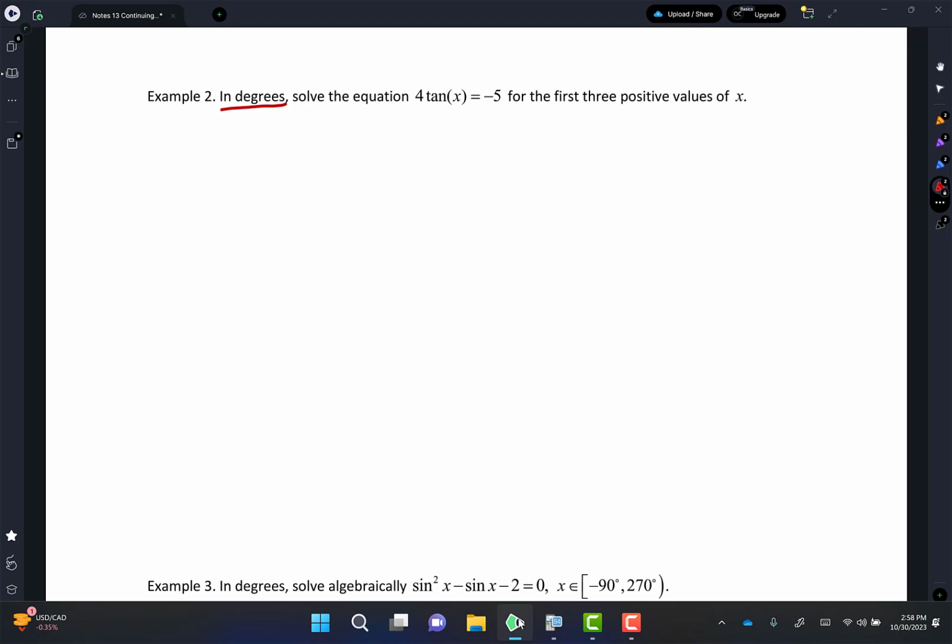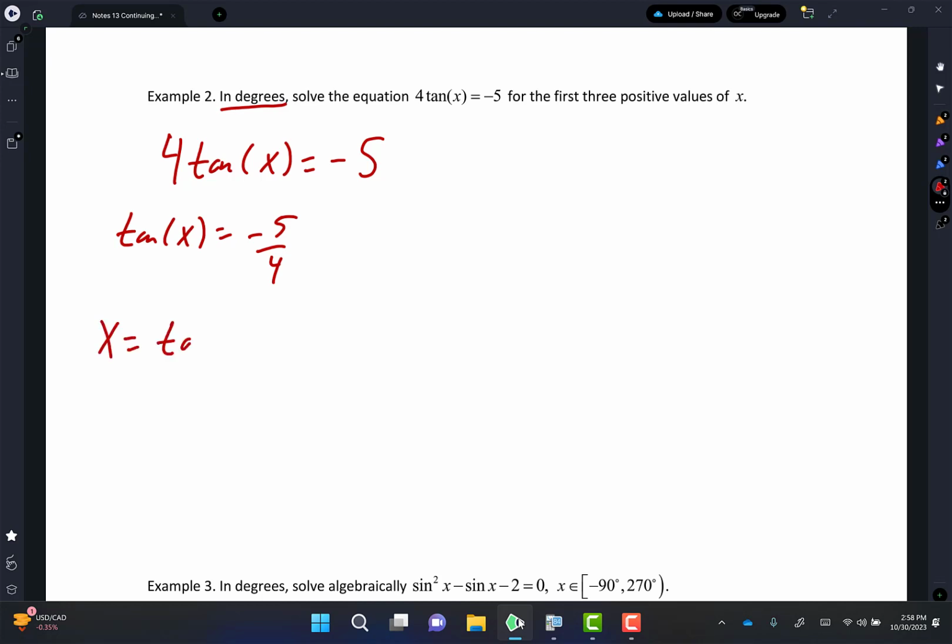All right, here we go. I'm trying to solve for x. I'm going to rewrite it: 4 tan x equals -5. What's the first move? Divide by 4. Tan x equals -5/4. What's my next move? Yeah, arctan or inverse tan. Perfect. X equals arctan, or inverse tan, of negative 5/4.